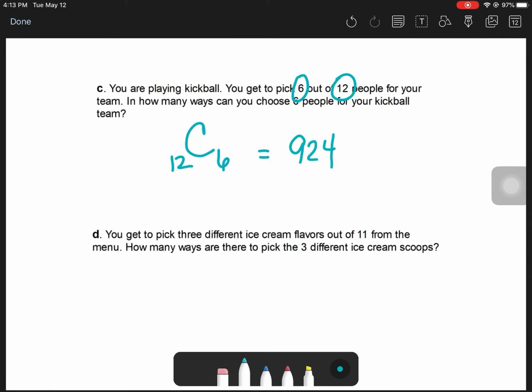Ice cream. I want 3 scoops out of 11. I'm going to have 11 choices and I'm going to pick 3. But again, order doesn't matter. So you're going to put 11, 3 into your iPad, and there would be 165 different ways that you could make that ice cream cone.